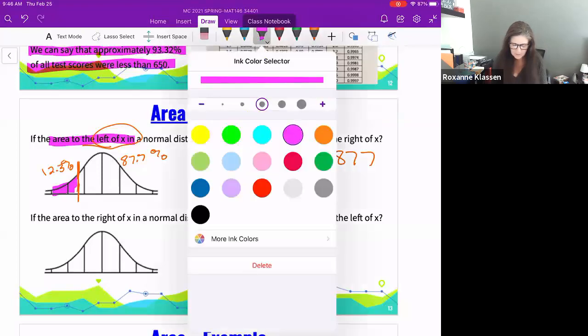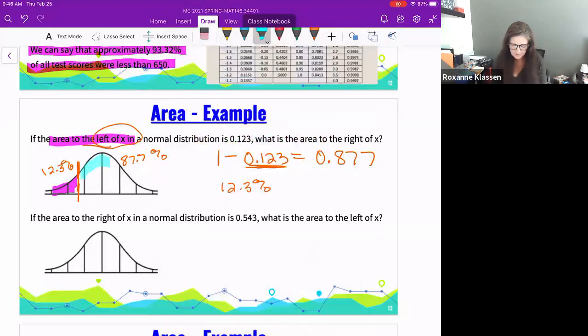So that's what this is saying here. The area to the right is in blue, which is 87.7%. The area to the left was our original value of 0.123%.